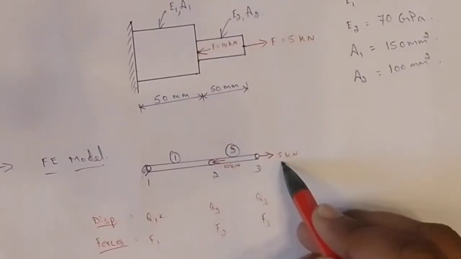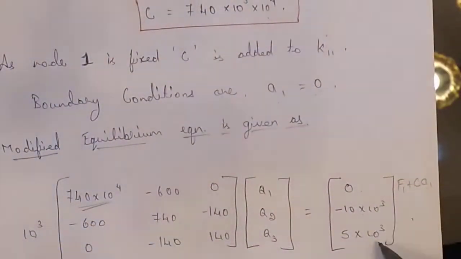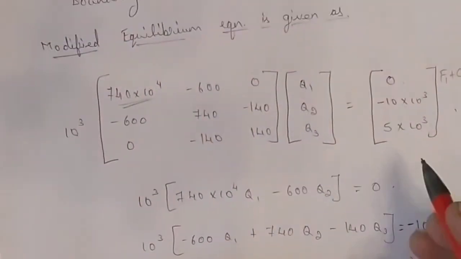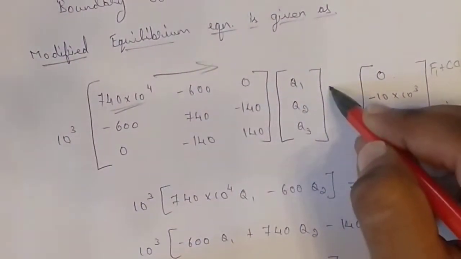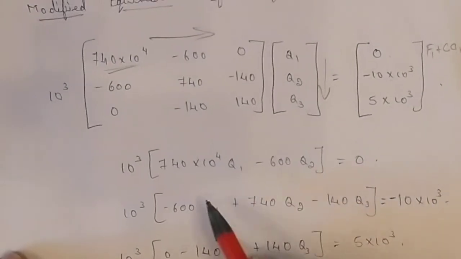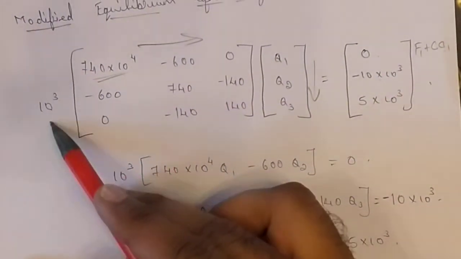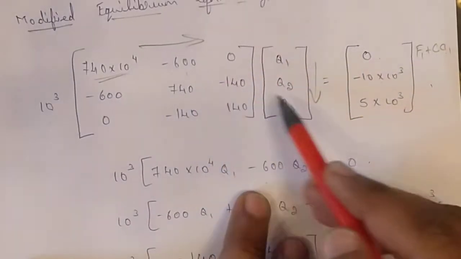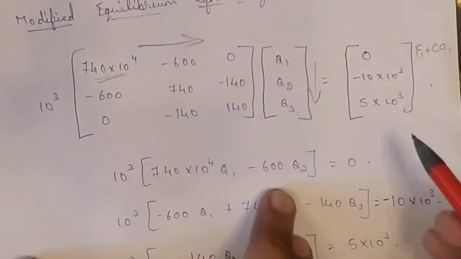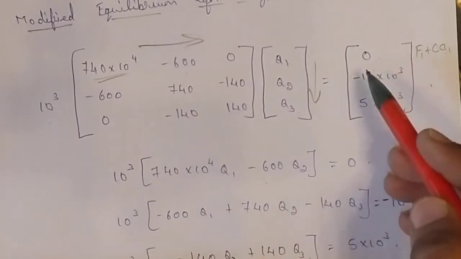F2 and F3 are given in the question itself, so write F2 and F3 as they are. Now just multiply the equation, this into this. Multiply 740 into 10 power 4, 10 power 3 common, into Q1, is equals to minus 600 into Q2 into 0 into Q3, is equals to 0.